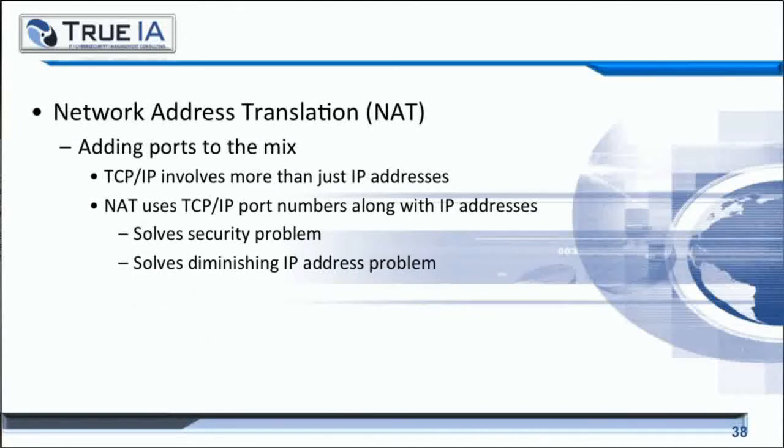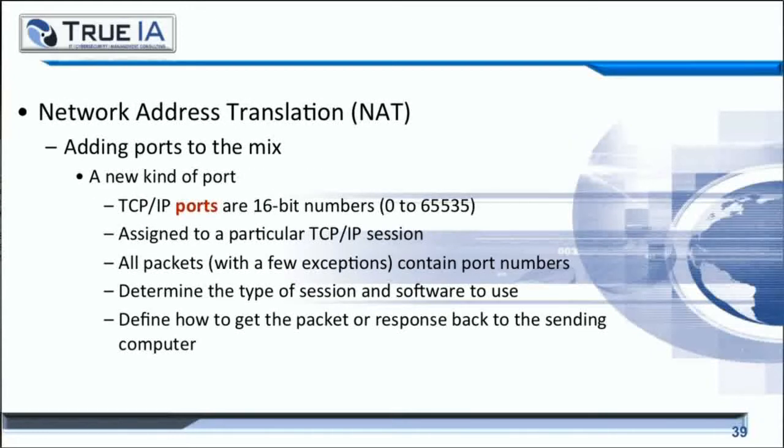So when we add ports to the mix, the TCP/IP involves more than just the IP addresses. The NAT uses the TCP/IP port numbers along with the IP addresses. This solves a very important security problem, as well as alleviating the issue with the scarcity of IPv4 addressing. This creates a new kind of port. Remember, TCP/IP ports are 16-bit numbers. They range from 0 to 65,535. All packets contain port numbers. It determines the type of session and software that you use.